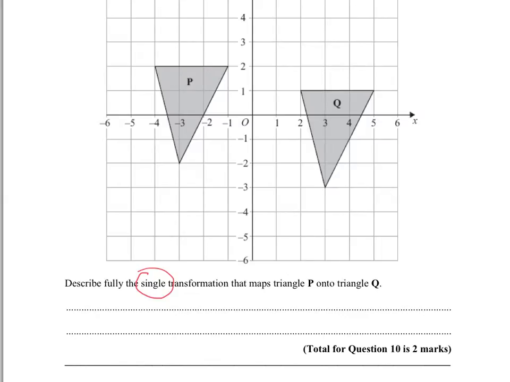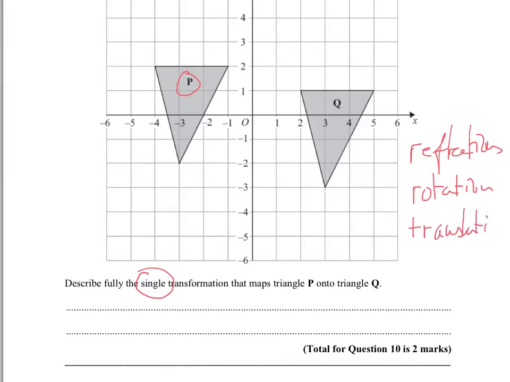So that has to be one of the transformations that we know of: reflections. Well, let's just check. Does this look like a reflection? Well, it doesn't look like shape P has been flipped in any line, does it? So it's not a reflection. Is it a rotation? That's the next one. Well, again, shape P has not been rotated round. And the other two are translations and enlargements.